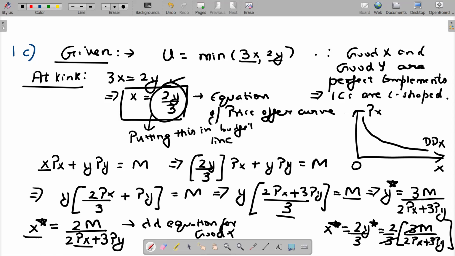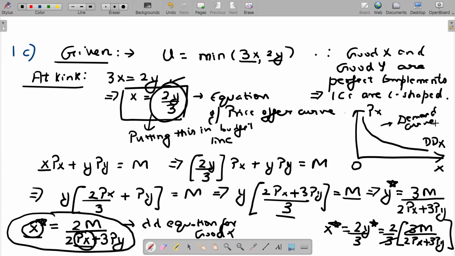Okay, so when you plot this, m and py are going to take fixed values. So when you plot the relationship between x and px, that's inverse. Inverse means my demand curve is downward sloping. So I can write this is my demand.